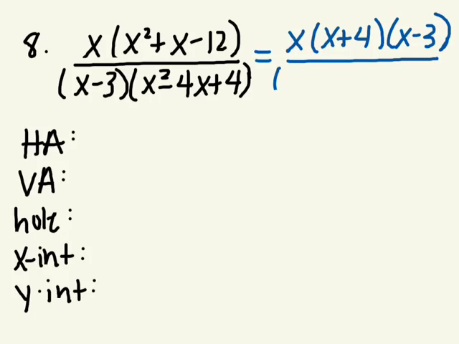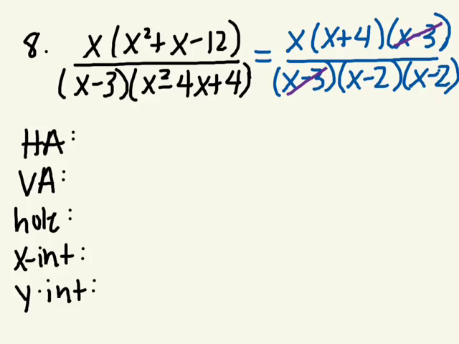On the bottom of our fraction, we already have that x minus 3. Then we need to multiply to positive 4 and add to negative 4. So that's x minus 2 and x minus 2. From this, we know that we're going to have a hole at x equals 3, because x minus 3 cancels, that gives us a hole.